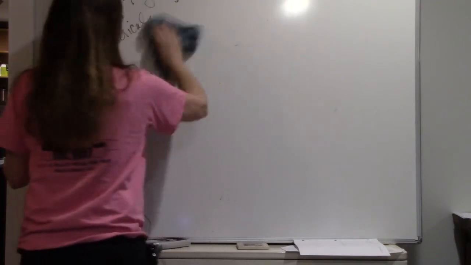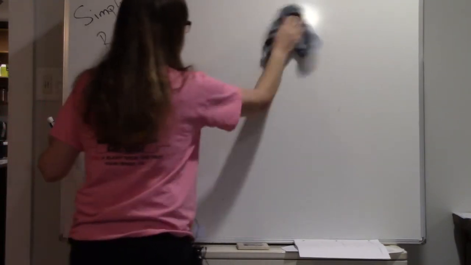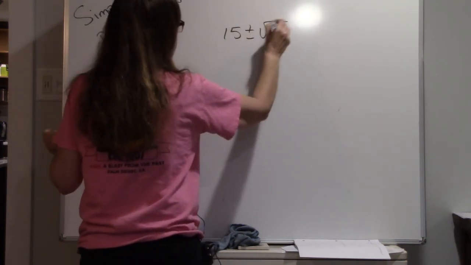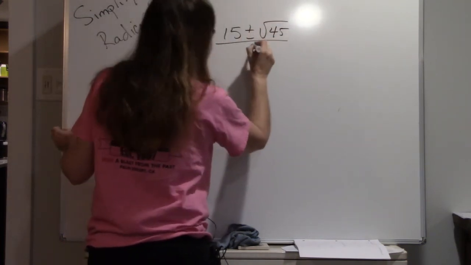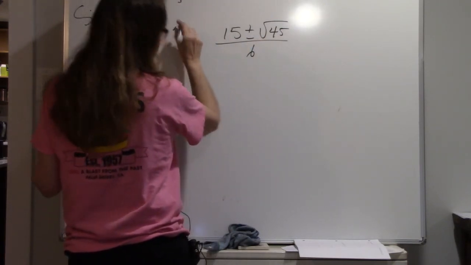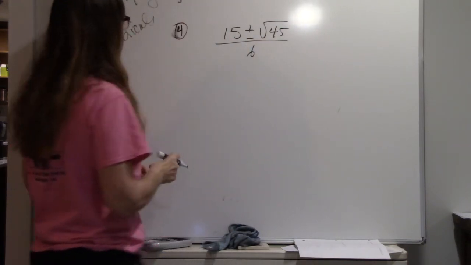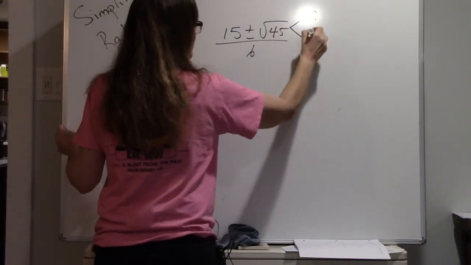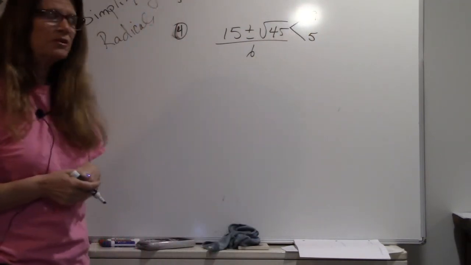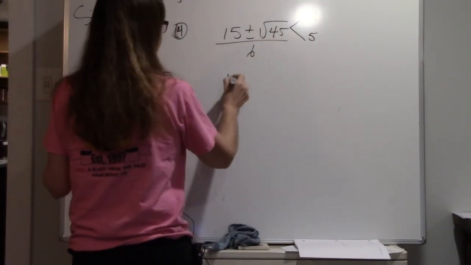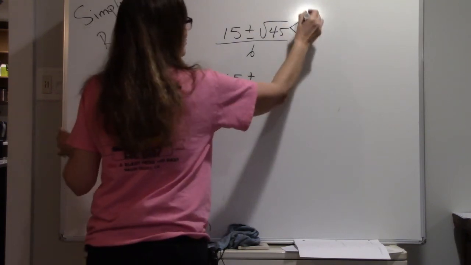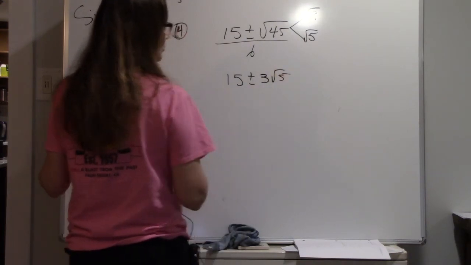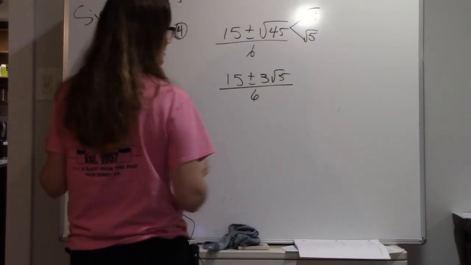Actually, let's do number 4 so that you can see when there is a radical left in your answer. So I have 15 plus or minus the square root of 45 over 6. So this is number 4. Okay, so we're going to do the same thing. I'm going to take this 45 and I'm going to split it. One number has to be a perfect square. So I end up with 15 plus or minus the square root of 9 is 3. Square root of 5 stays underneath the radical, all divided by 6.